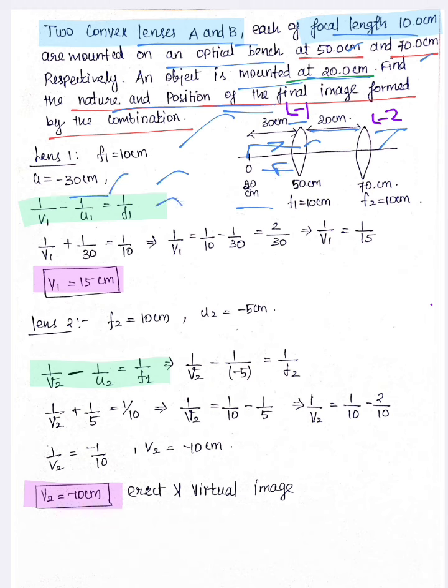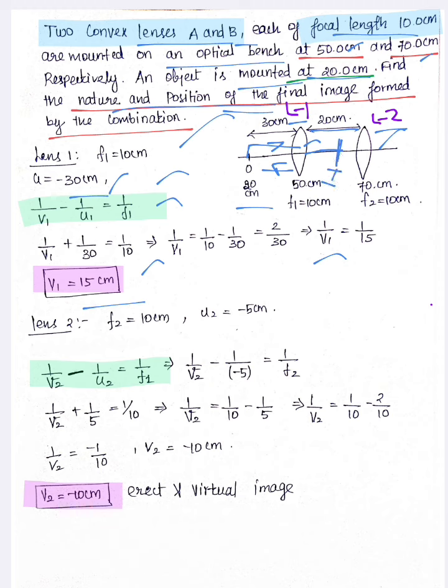Now we substitute all the values in the lens formula, and we write the lens formula for the lens 1 as 1/v1 minus 1/u1 equal to 1/f1. We substitute all the values and we get 1/v1 equal to 1/15. So the image distance for the lens 1 is 15 cm. That is, the image is formed at 15 cm from the lens 1, somewhere here.